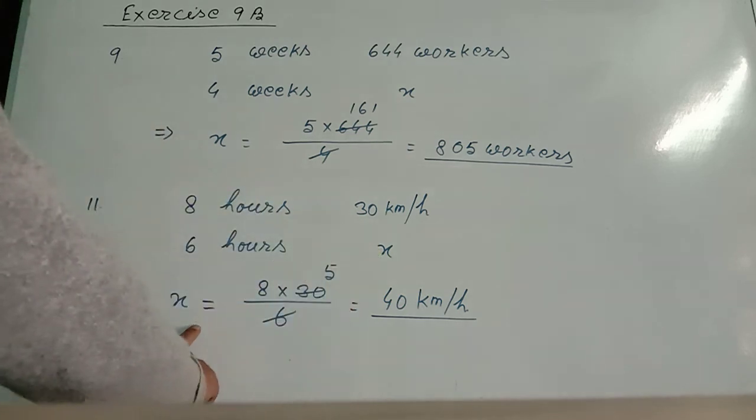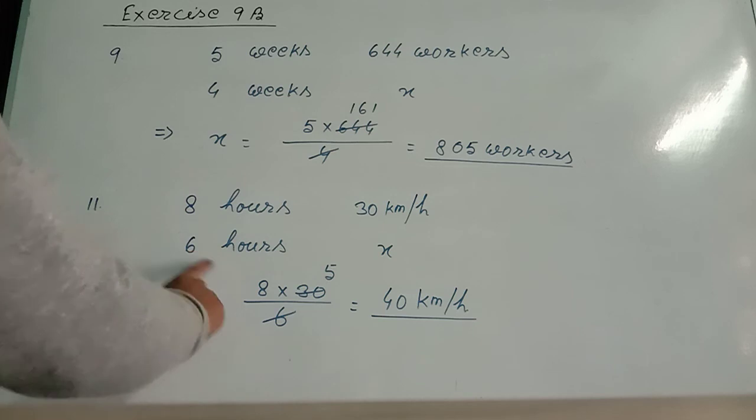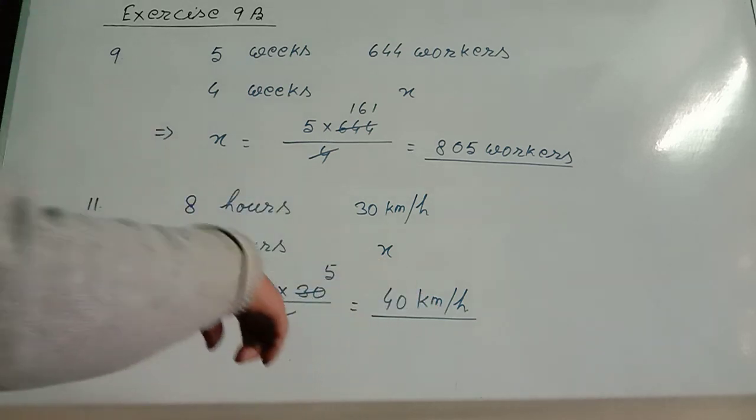So this value of x equal to 8 into 30 by 6. I calculated and got 40 km per hour.